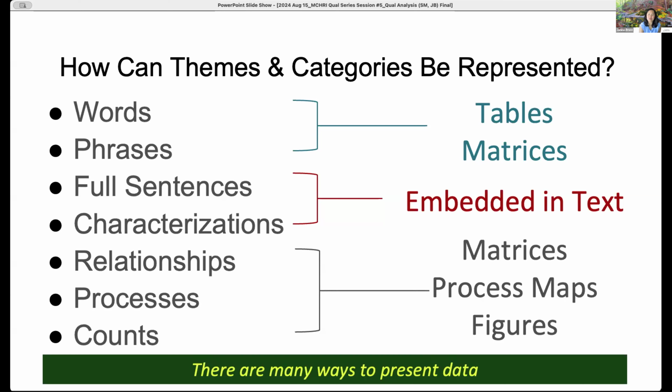You may take these themes and have them in tables. You might have matrices that compare and contrast different elements of the data. You can have your themes embedded in the text and so forth. And as I mentioned, you may have process maps or figures that really show relationships and processes across the data as well. And so that's really going to be part of the synthesis process, is not only identifying these themes, but figuring out the relationship between these themes, how they fit together, what they represent. That is an extension of the analysis process.